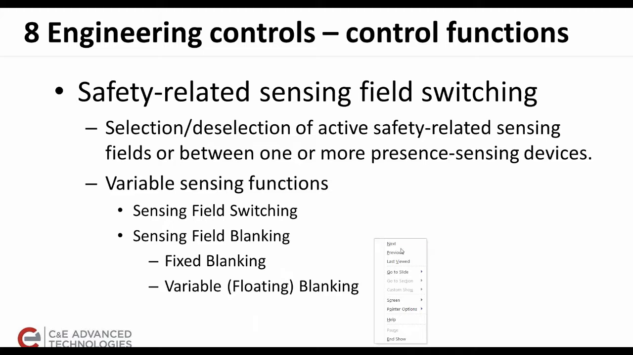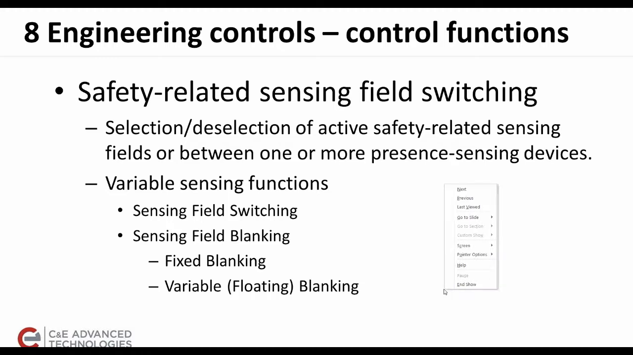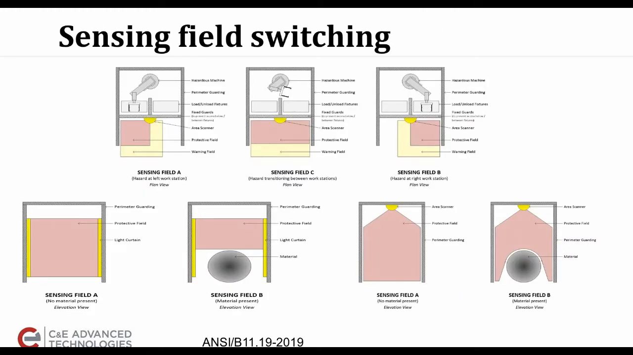It is often desirable or necessary to change the sensing field that we use to shut down or provide the protective function, either by modifying the field itself or perhaps by switching between multiple sensing devices. Typically, these are called sensing field switching, which is most predominantly associated with laser scanners or area scanners, and sensing field blanking, which has typically been attributed to safety light curtains and beams.